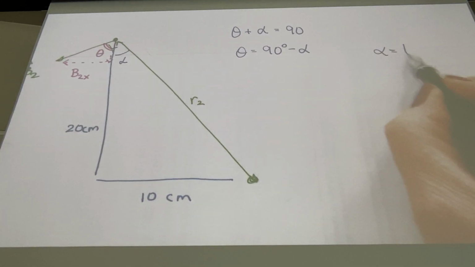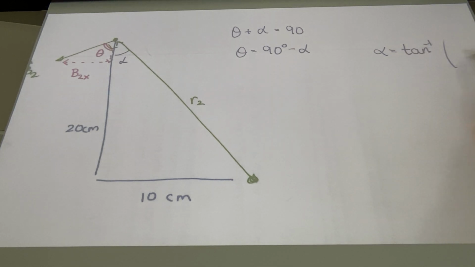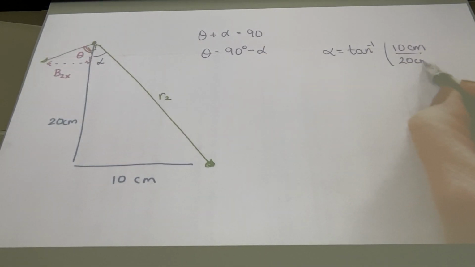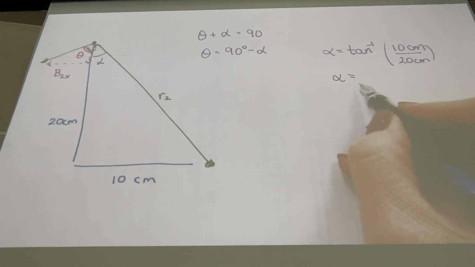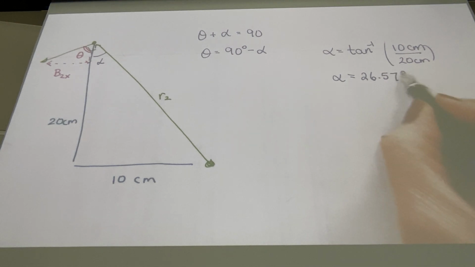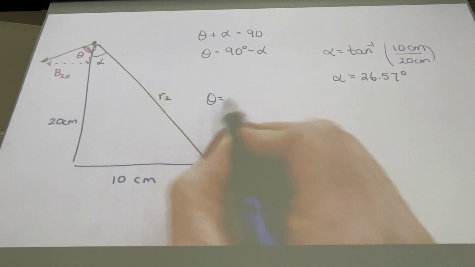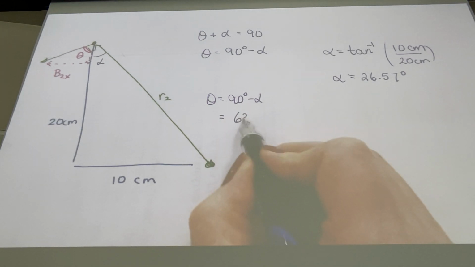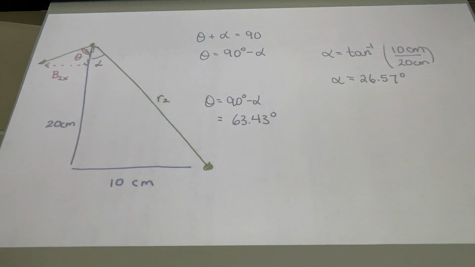So alpha is going to be the inverse tan of opposite over adjacent, 10 centimeters divided by 20 centimeters. Alpha is equal to 26.57 degrees. So then my theta is 90 degrees minus alpha. My theta is 63.43 degrees. Is this step okay? All right, now let's find my components of B2.